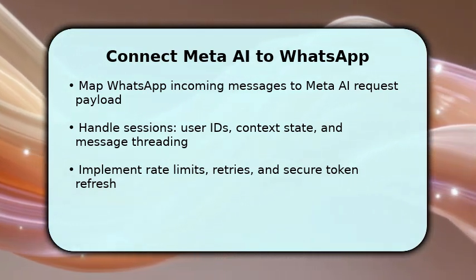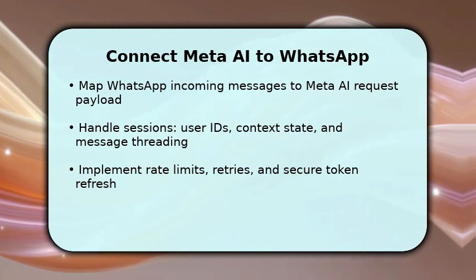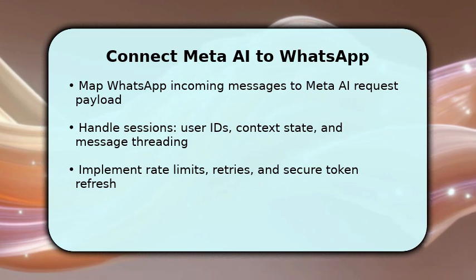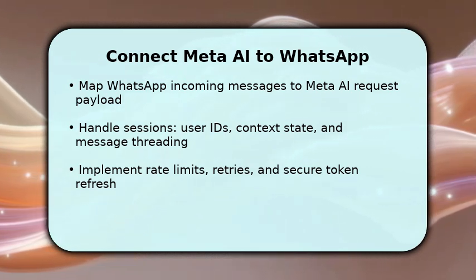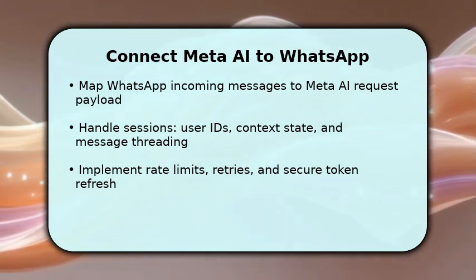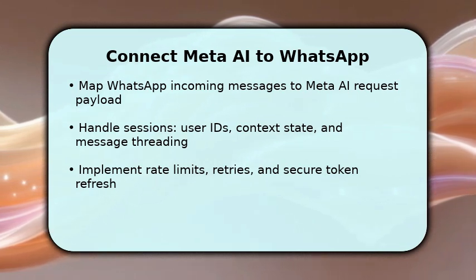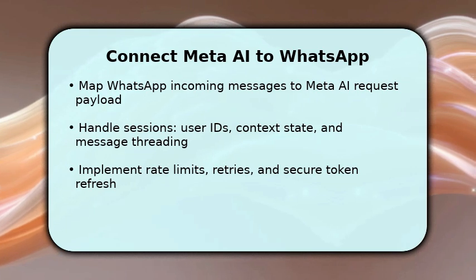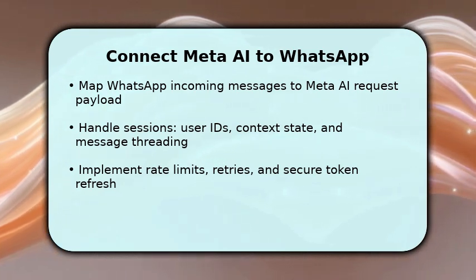You will maintain session context per user, so the AI remembers previous messages, persist context securely in a data store. Once you route responses back, format rich messages, text, buttons, or media using WhatsApp templates when required. Also implement retries and rate limiting to avoid dropped messages.